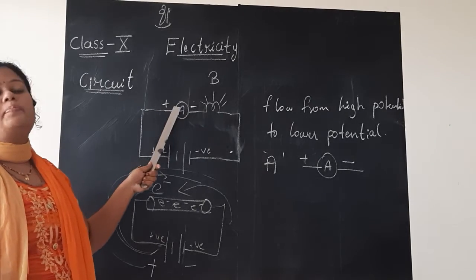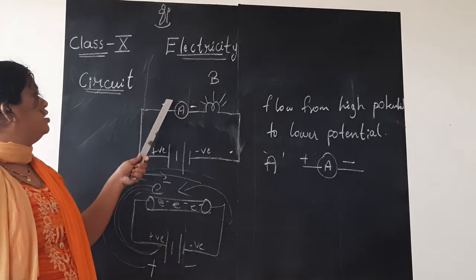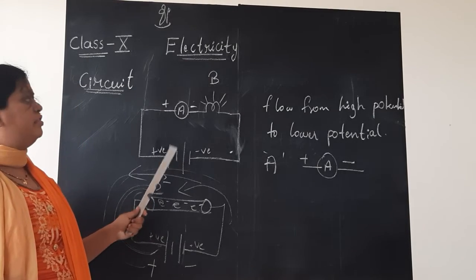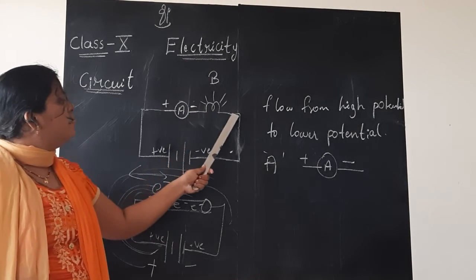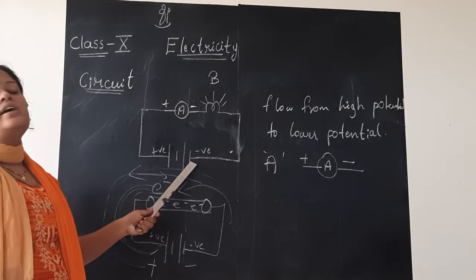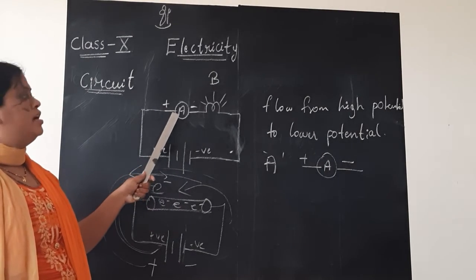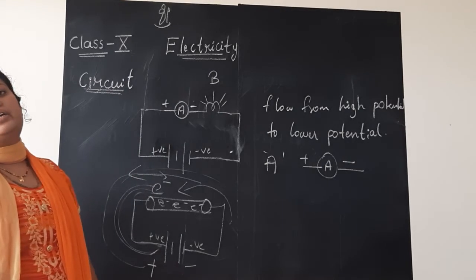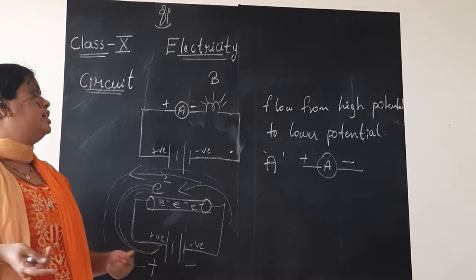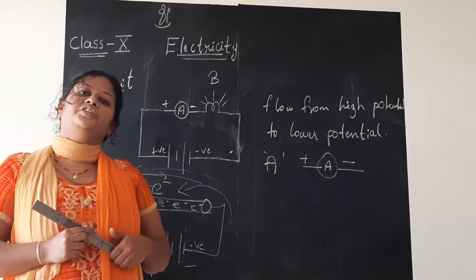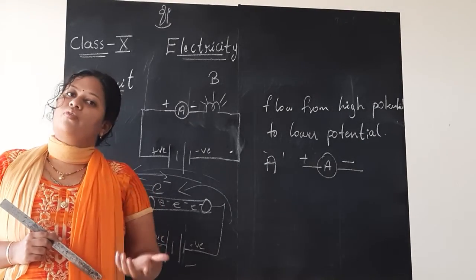Again, mentioning the polarity is very, very important, children. Positive of the ammeter should always be connected to positive of the battery. Negative of the ammeter is always connected to the negative of the battery. This should be perfectly shown. So, this is how we connect an ammeter in series. Next is the voltmeter. It is a device which is used to measure the potential difference or voltage.